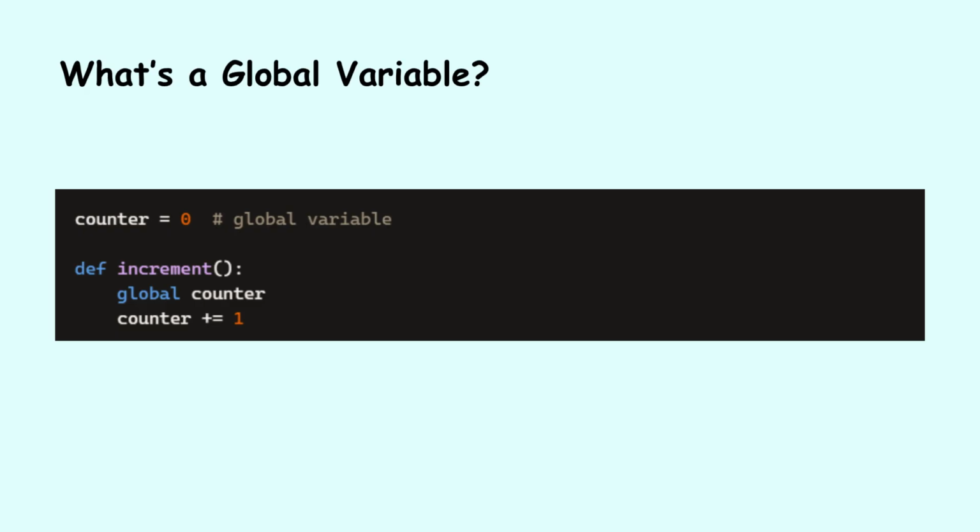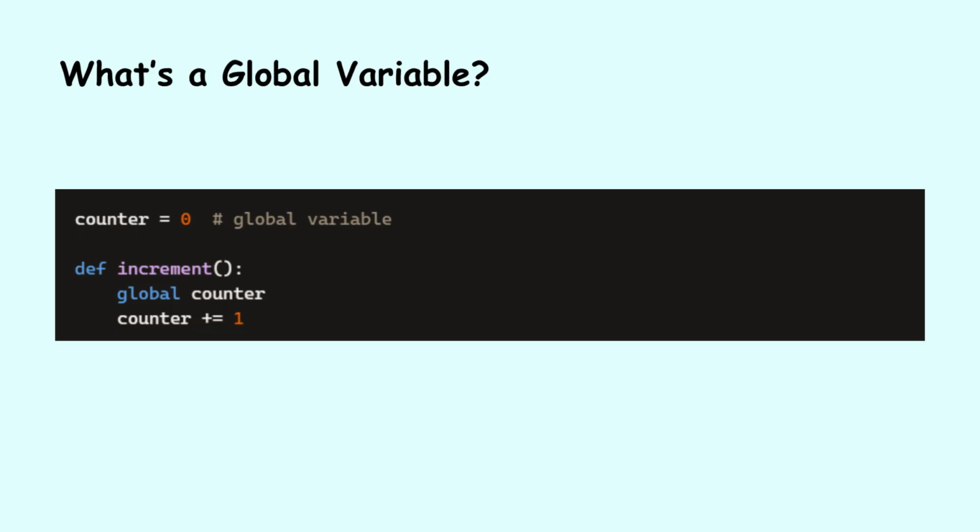Now let's look at what a global variable is in Python, and why it can be both helpful and risky. A global variable is simply a variable that's defined outside of any function. That means it's accessible from anywhere in your code, even inside functions. In this example you see on screen, we've created a variable at the top of the code called counter. This is a global variable, meaning it exists outside of any function and can be accessed from anywhere in the code.